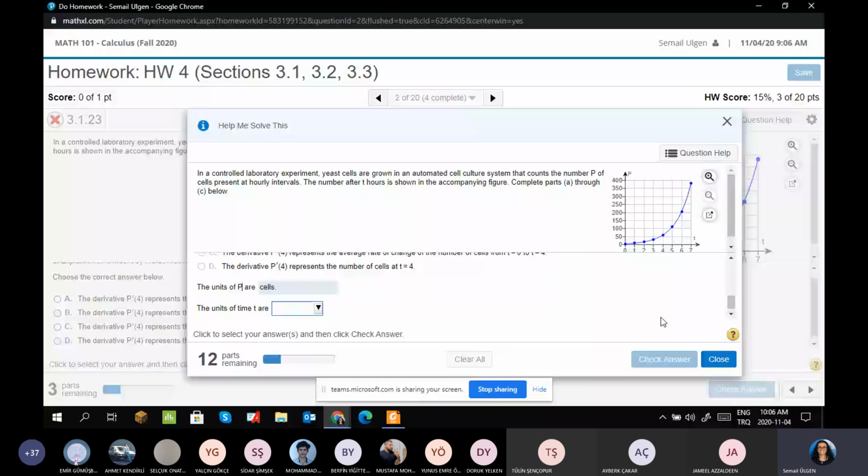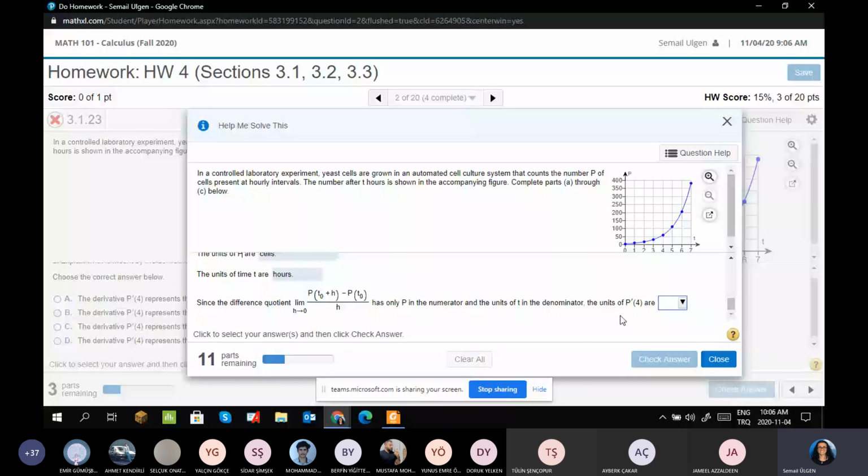The units of time, of course, it is the hours, right? Because it says after T hours. So it is right. One needs to be careful when reading the question, right? Even if you know the answer, if you don't read it right, then you get a wrong answer. Since the difference quotient has only P in the numerator and the units of T in the denominator, the units of P prime at T are, now it's right, it is cells per hour. Okay, check the answer. It is right. Okay, and anything else?